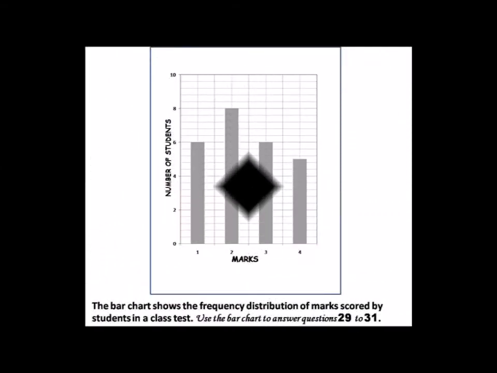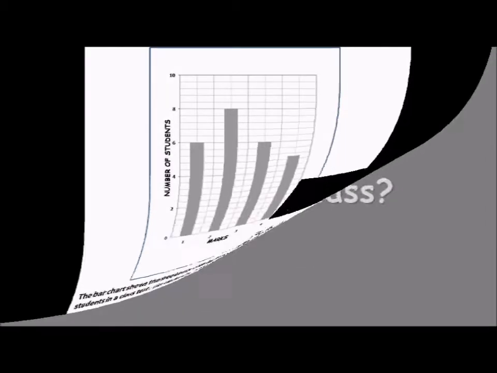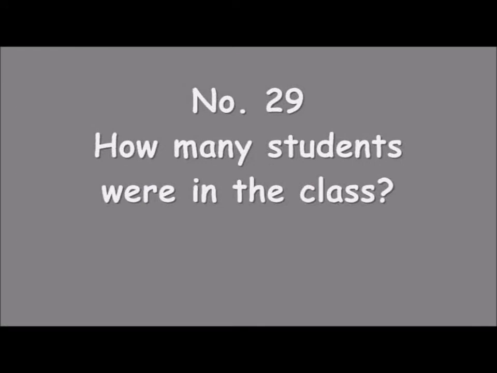The bar chart shows the frequency distribution of marks scored by students in a class test. Use the bar chart to answer questions 29 to 31. Now question 29. How many students are in this class?